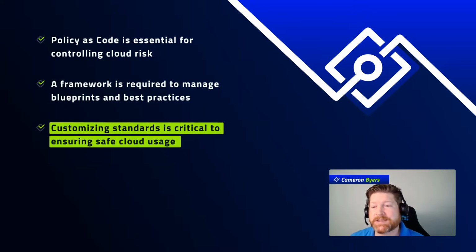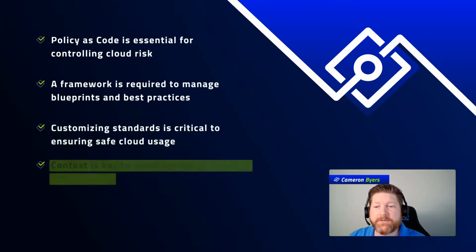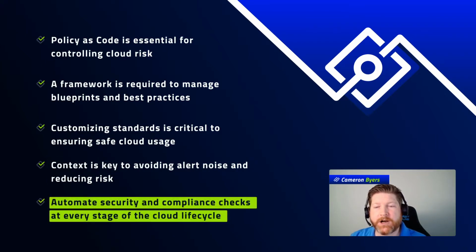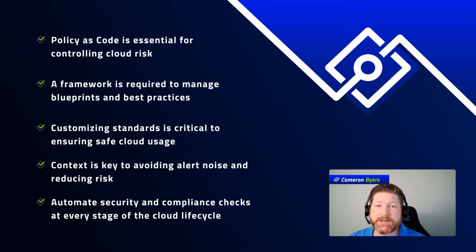Third, customizing controls is critical to ensuring your safe cloud usage. Write your controls within the cloud provider's native language and use automated tools that let you quickly adapt to changing cloud services. Next, avoiding alert noise and reducing risk, as you automate policy enforcement, requires context and the ability for different parts of the organization to apply controls that meet their specific needs. And finally, policy as code opens the door for automating security and compliance checks at every stage of the cloud application lifecycle. This requires you to have frictionless guardrails for developers and visibility and control for the security teams early in the development cycles.